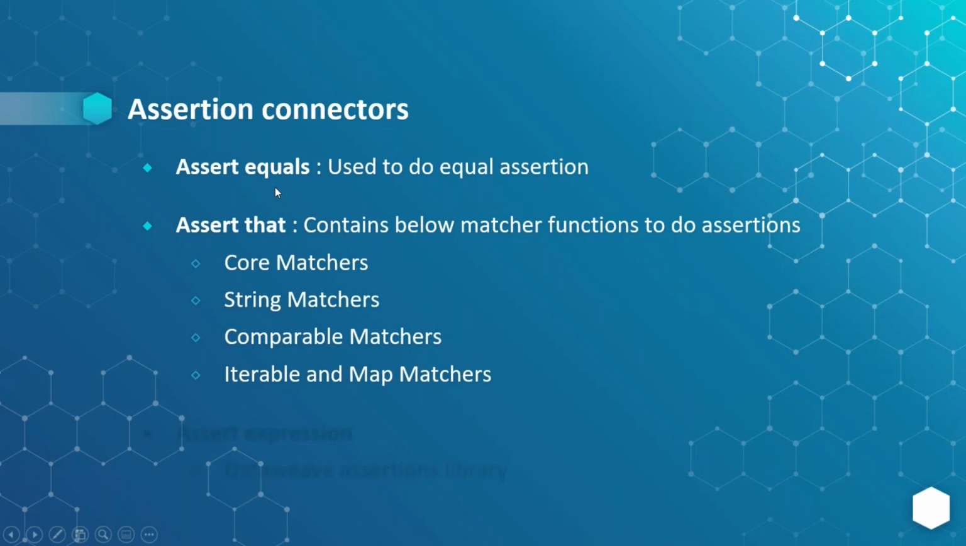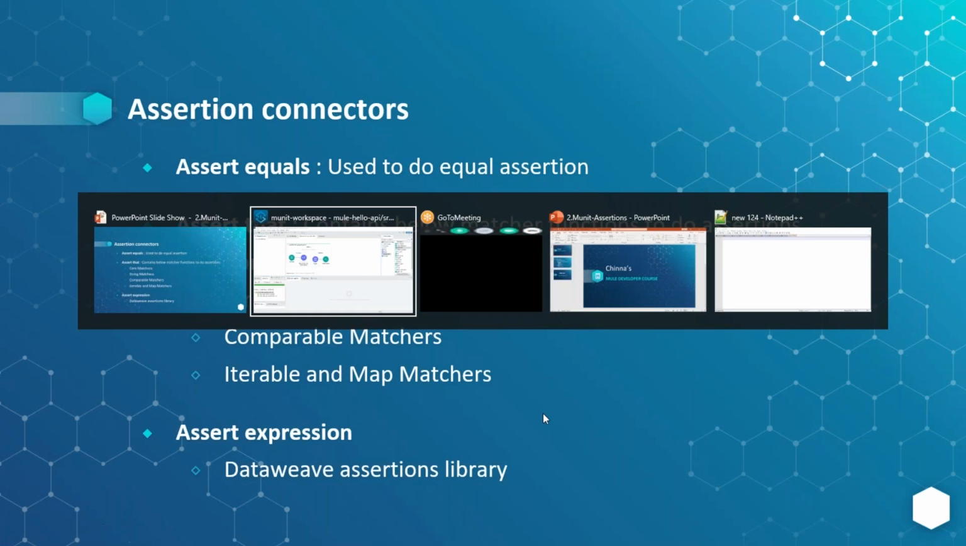And apart from assert equals and assert that, we also have assert expression. Here it has provided a DataWeave assertions library, whereby we can write assertions in the transform message using DataWeave logic. Let's continue our example with assert that and assert expression. Then I will show you all the matchers available in assert that and what the DataWeave assertions library has. Let's get started.